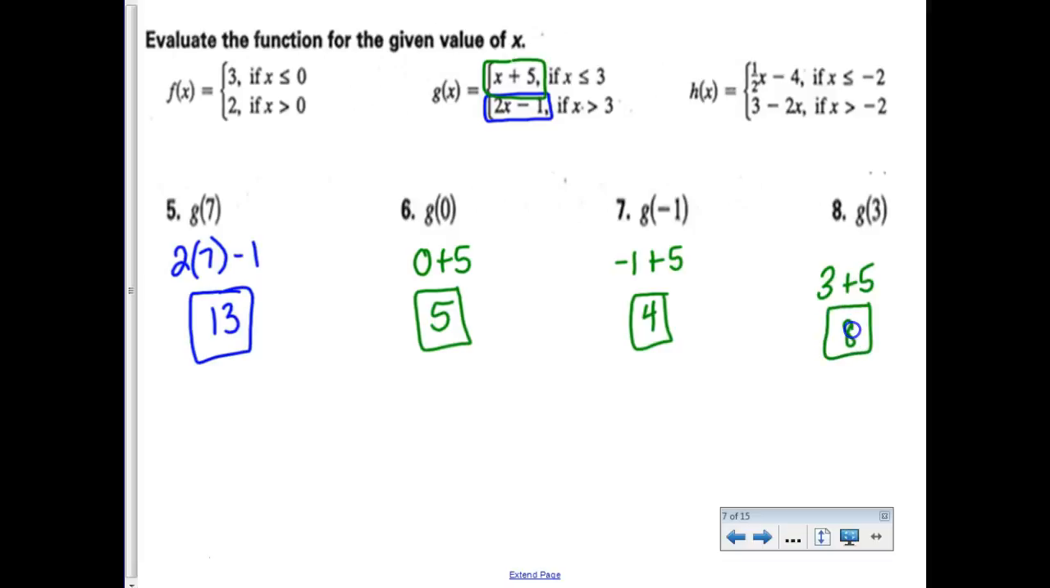Takes a little bit of getting used to, for sure. You have to understand the translation of the algebra. So up here in the green it says x plus 5 if your x's are less than or equal to 3. But it's 2x minus 1 if your x's are greater than 3.